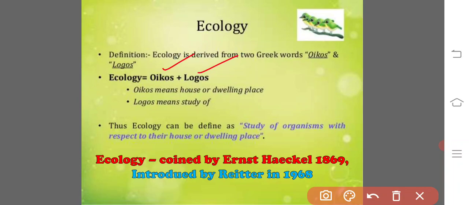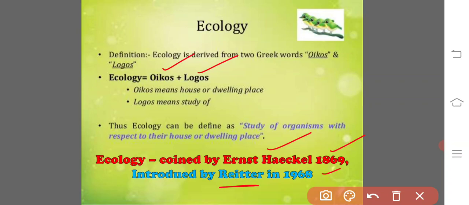The term ecology was first coined by the German scientist Ernest Haeckel in 1869, but the word ecology was introduced by Ritter in 1968. Different scientists define the ecology in various manners.